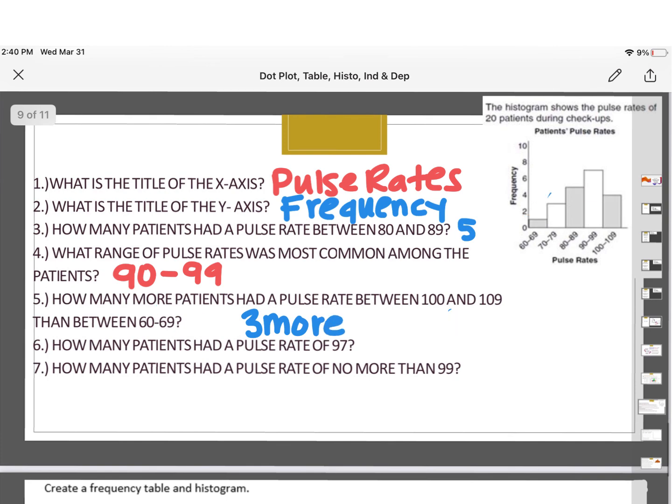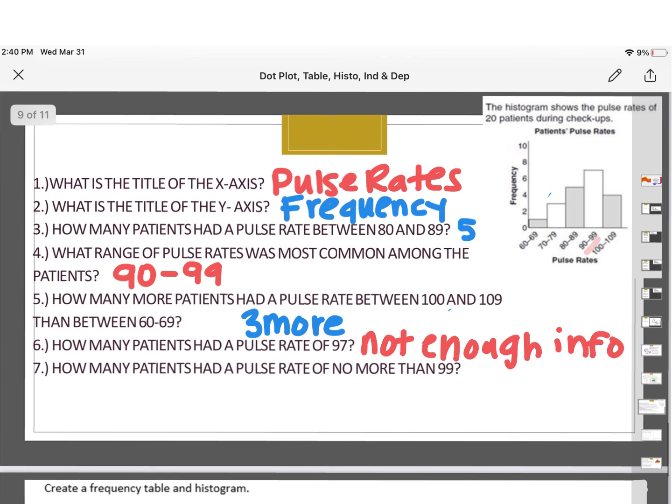The next one says how many patients had a pulse rate of 97. So if we look, 97 is between 90 and 99. However, we don't know how many people actually fall in that category because that's a range. It's any number that was between 90 and 99. So we can't answer this. We're going to have to say not enough information. Just from what they gave us, we have no clue how many fell under that category.